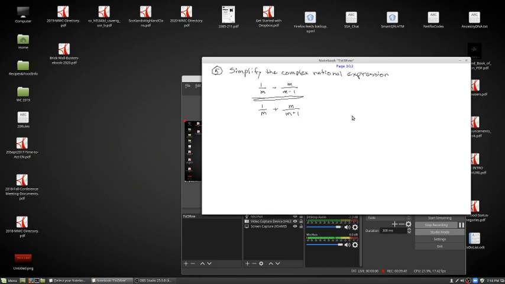All right, the next problem is going to be to simplify a complex rational expression. And you know, that should be self-explanatory why this is complex. Now remember, when you have two fractions with different denominators, if you want to add or subtract, you have to find the least common denominator and change each fraction into its equivalent.